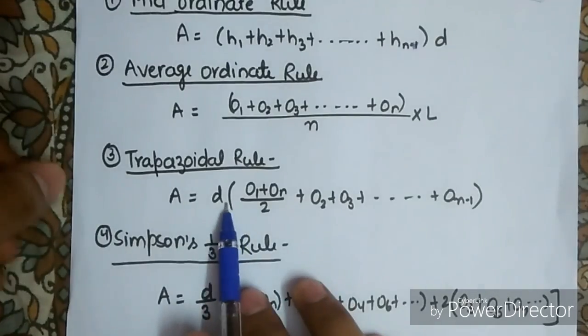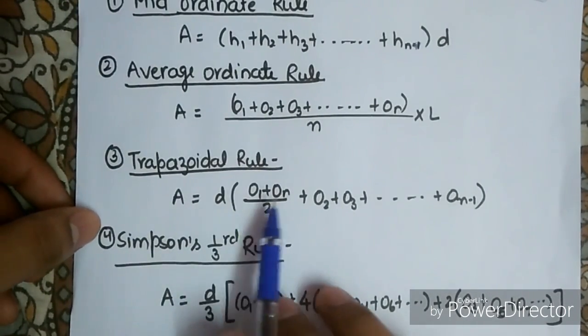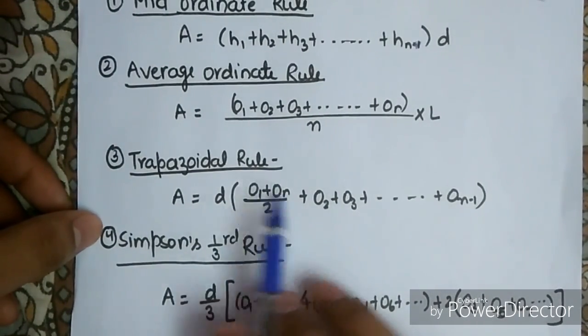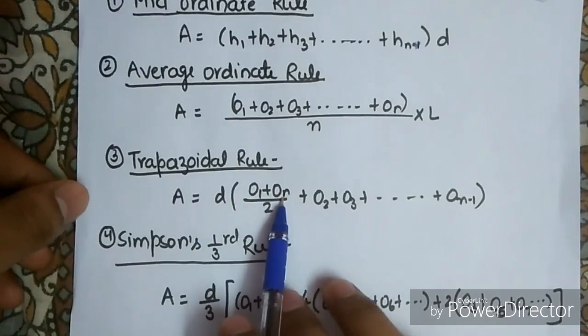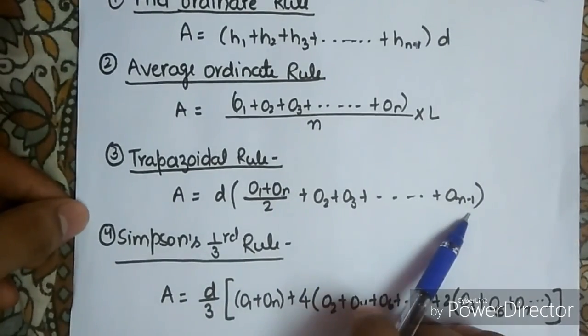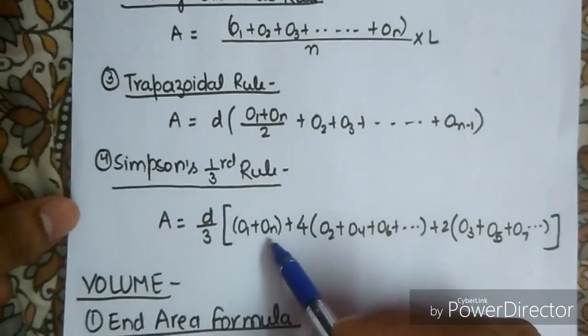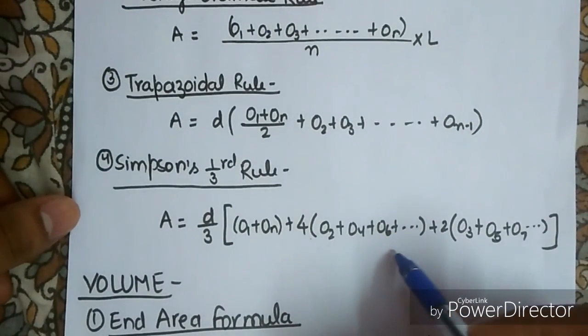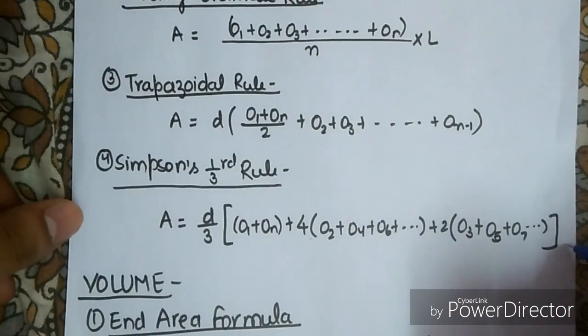Trapezoidal rule, we use this rule as d into ((O1 plus On) by 2 plus the sum of the rest of the values). This is the first value and this is the last value. Simpson 1/3 rule, d by 3 into (O1 plus On plus 4 times sum of even terms and 2 times sum of odd terms).